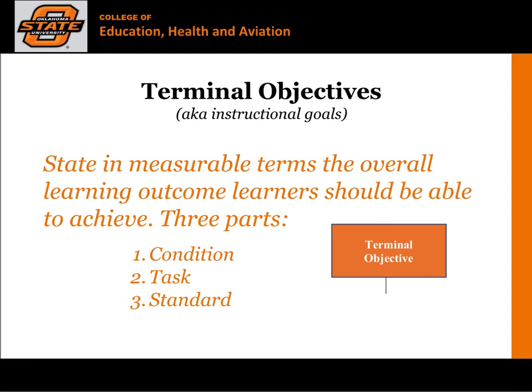So terminal objectives generally include 3 parts: the condition, the tasks, and the standard. So the conditions are the conditions in which the learner will perform the task. The task is what the learner will do and how the learner will demonstrate the knowledge, skill, or attitude. And finally, the standard is the standard in which the learner must perform the task. So let's look at an example of a terminal objective for this course.